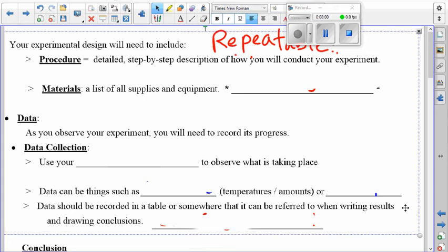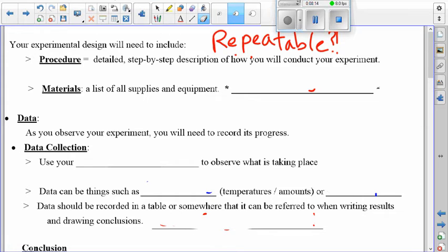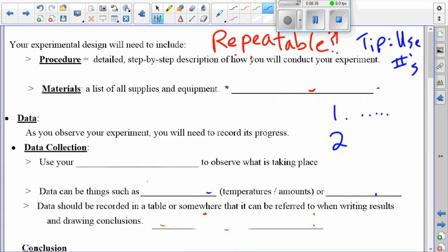All right. So your experimental design will need to include, now I wrote the word repeatable here. Again, people should be able to do your experiment with just your instructions. So a procedure is a step-by-step description. When you write procedures here in a little bit, here's a tip for you. Use numbers. So when you're writing your procedure, let's say I'm Jason M. and I'm writing my procedure, I'd be like, number 1, blah, blah. Number 2, blah, blah. Number 3. I would just use numbers, okay?